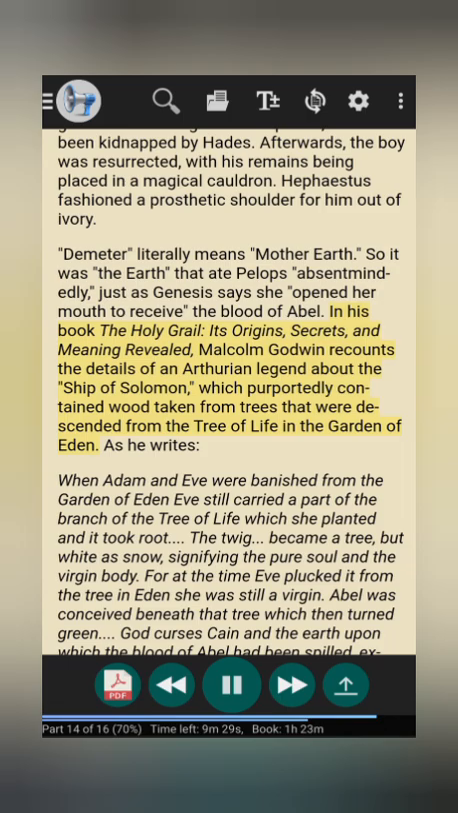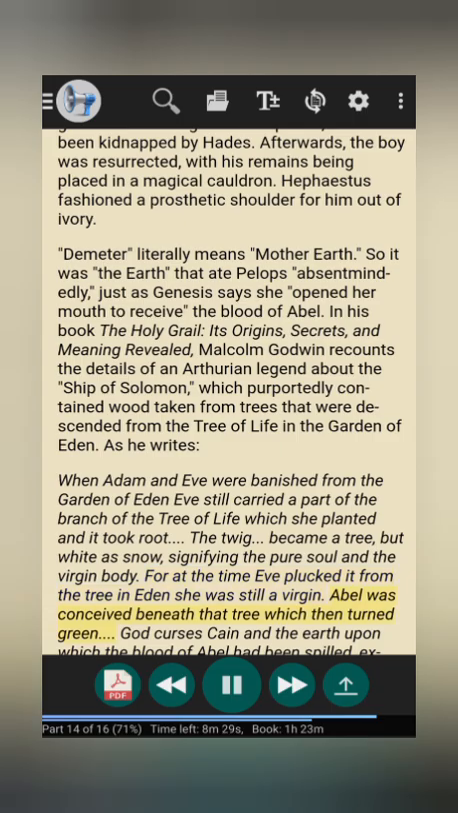Malcolm Godwin recounts the details of an Arthurian legend about the Ship of Solomon, which purportedly contained wood taken from trees that were descended from the Tree of Life in the Garden of Eden. As he writes, when Adam and Eve were banished from the Garden of Eden, Eve still carried a part of the branch of the Tree of Life which she planted, and it took root. The twig became a tree, but white as snow, signifying the pure soul and the virgin body. For at the time Eve plucked it from the tree in Eden, she was still a virgin.